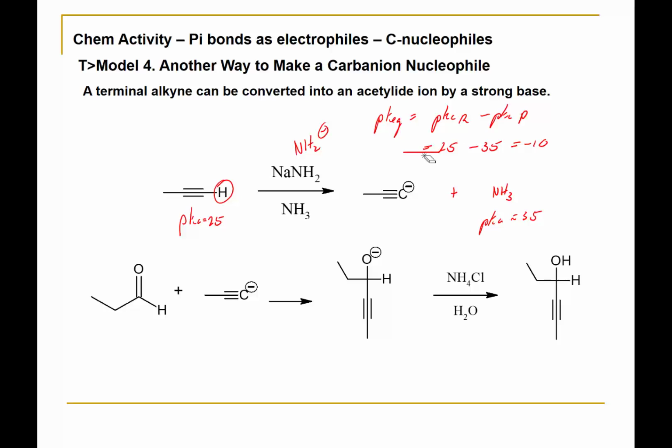The way that we translate this into a K equilibrium is that K equilibrium is equal to 10 to the negative pK equilibrium. So therefore that's 10 to the negative negative 10, and therefore we would expect the equilibrium constant to be on the order of 10 to the 10. This of course means that the reaction essentially goes 100% to the right.